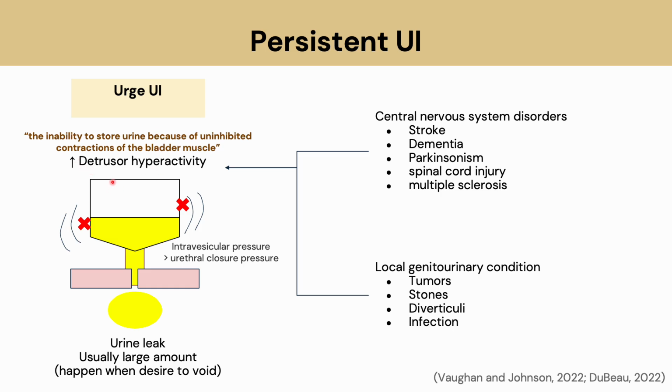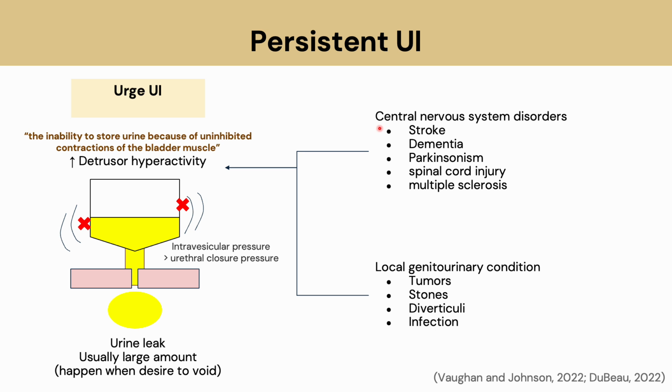In other words, the bladder contracts involuntarily during the storage phase, before it has reached an appropriate volume for voiding. As a result, the bladder is unable to store urine properly and the intravesical pressure rises above the urethral closure pressure, leading to urine leakage. This detrusor overactivity may occur idiopathically, but it is also commonly associated with neurological disorders such as stroke, dementia, Parkinsonism, multiple sclerosis, or spinal cord injury.